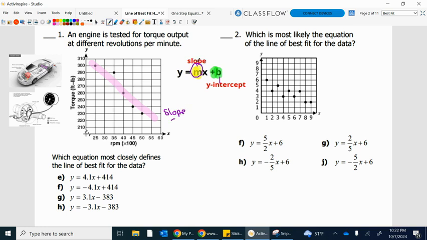Okay, the slope is next to the x. So we're going to be looking for which ones of these have a negative slope, and we can cross off the positive slopes. Positive slope, cross it off, negative, positive slope, cross it off. Now we want to look at the y-intercept, the b. Here we have positive 414, negative 383. If we follow this line all the way up, we notice it will cross the y at a positive number. Therefore, our answer is letter F.